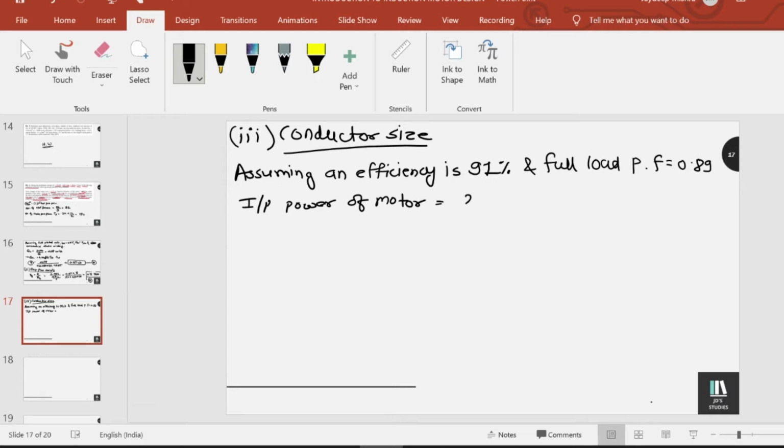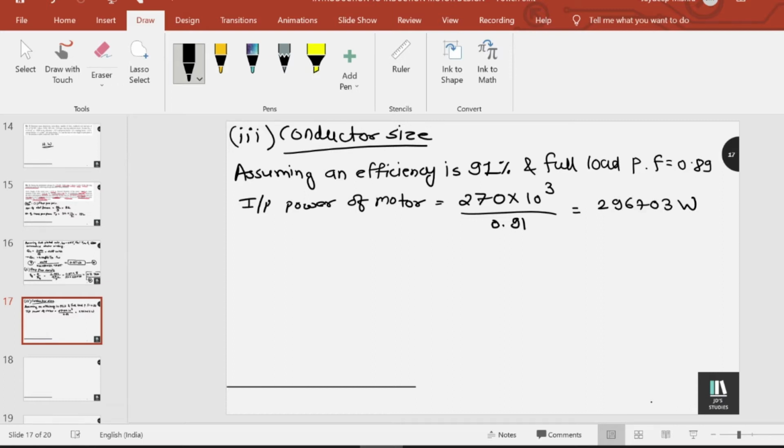We have the full output power of 270 kilowatts. Convert it into watts and divide by the efficiency, which is 91%. So we will get the input power, which is 296703 watts.